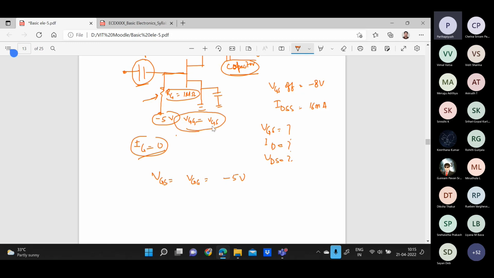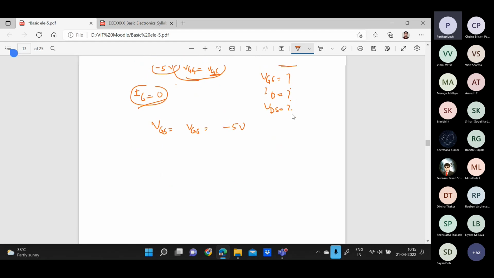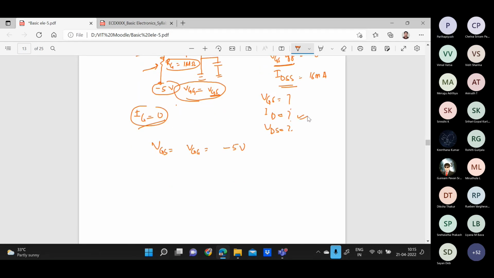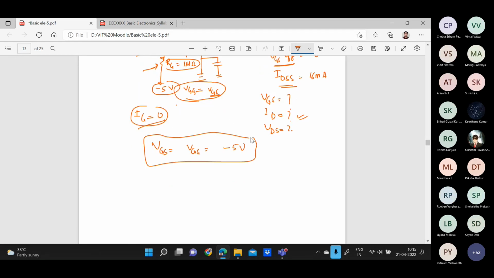If you know the value of VGS, the value of VGS offset, and the value of IDSS, we can apply and find out the value of ID. So VGS was the first part that we calculated. And the second is ID is equal to IDSS times 1 minus VGS by VP, whole square.